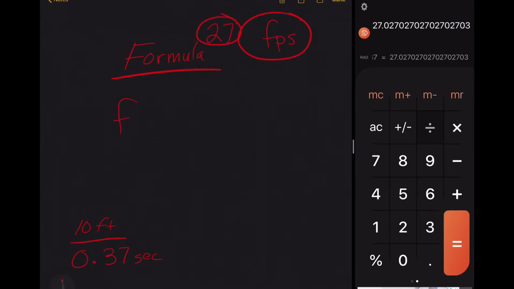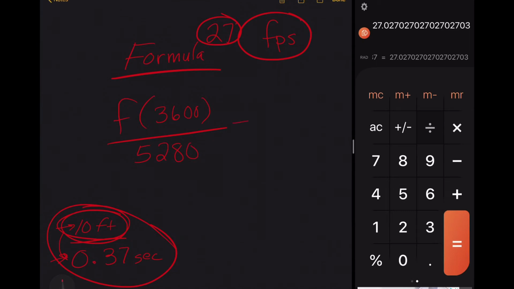So the variable for the formula is going to depend on how quickly you run. We take F times 3,600, and if you think about why we're using that number, it's because there's that many seconds in an hour. Then we divide it by 5,280, and we do that because there's that many feet in a mile. So it's a really easy formula. It's really cool to watch it work, and really fun to actually use in the real world.